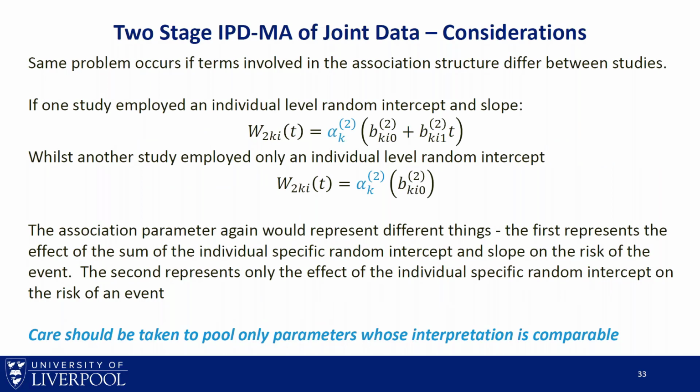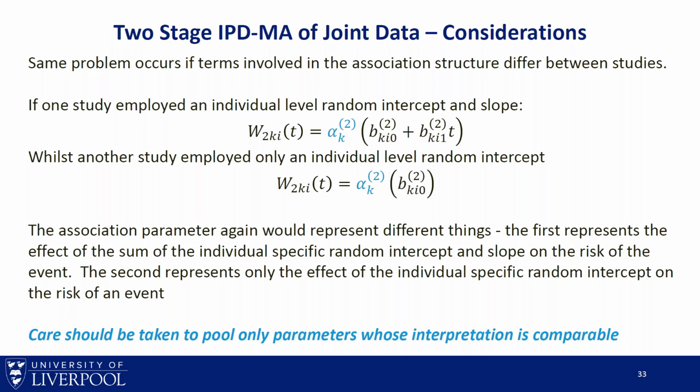A second example along the same line is more relevant to two-stage meta-analysis. Suppose that you have the same type of association structure across studies, so both of these studies are using the random proportional association structure. However, due to the model specification, the terms shared in the association structure differ.